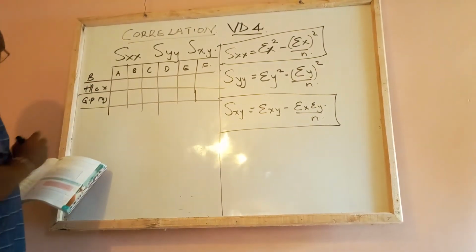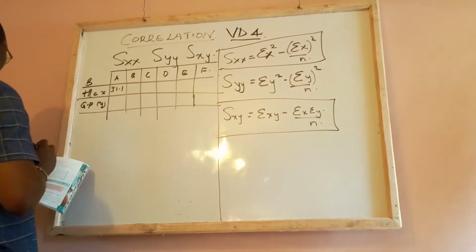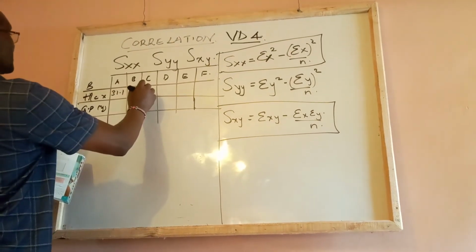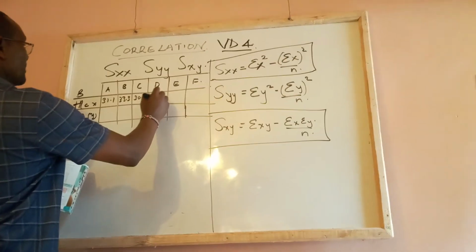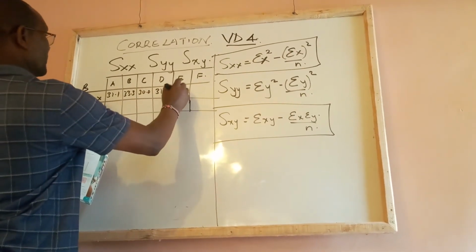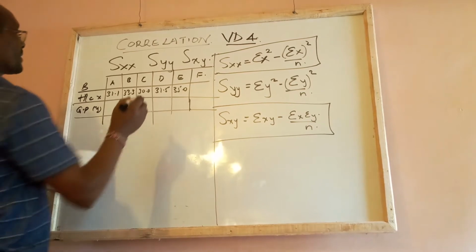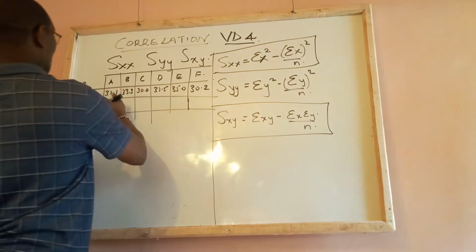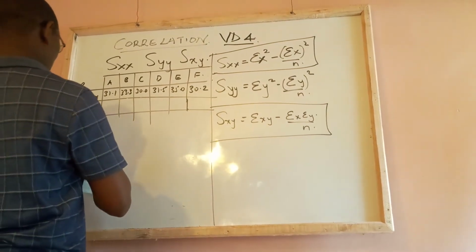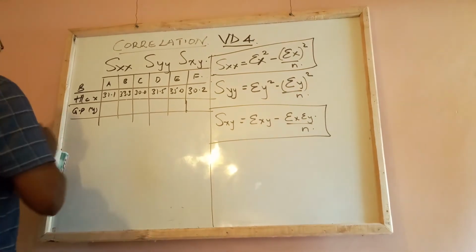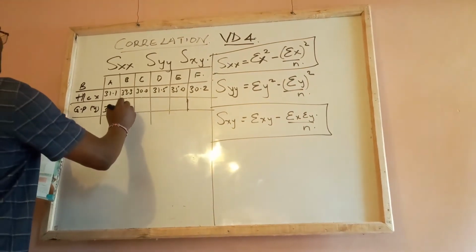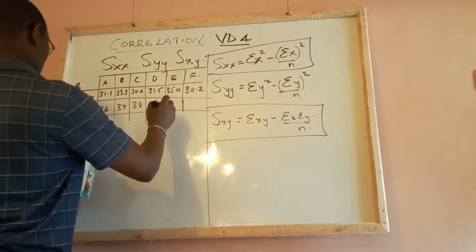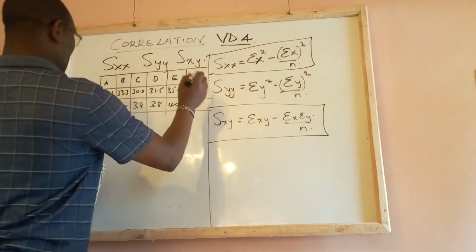Baby A had 31.1 centimeters head circumference, then 33.3, and 30.0. Then we have 31.5, 35.0, and 30.2. 1, 2, 3, 4, 5, 6. Yes, 6 babies. For the gestation periods we had 36, 37, 38, 38, 40, and 40.